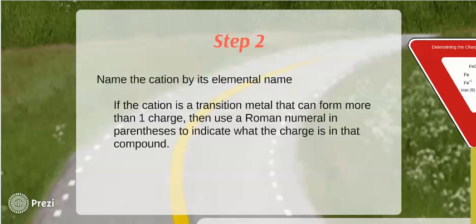Next, we need to name them. So you're going to name the cation by its elemental name. So just like in that first example where you saw sodium, that's the name of an element. We didn't change it. We didn't add a prefix or a suffix. It's just its elemental name. Now, if the cation is going to be a transition metal, and it's a transition metal that can form more than one charge, then we have to use a Roman numeral in parentheses to indicate what the charge is in a compound. Otherwise, we don't know how many of the other ions to put in.